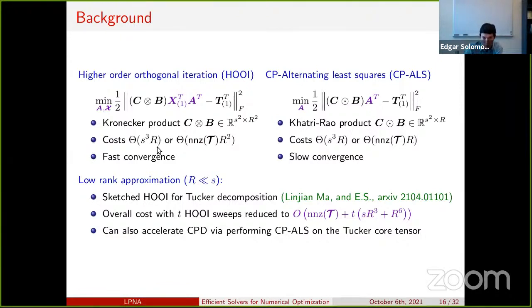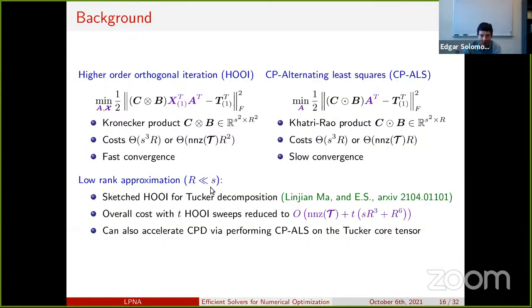And generally, one can observe in practice that HOI converges very quickly, especially if you initialize it with what's known as HOSVD, which is taking SVDs of the unfoldings of the tensor. But even without that, it converges very rapidly. Well, for CPALS, an unknown problem is that it tends to fall into swamps where it suffers from very slow convergence, even for relatively well-behaved problems.